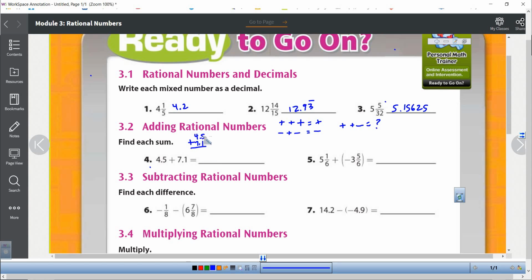And this one's not bad at all. I don't even have to carry. 5 plus 1 is 6, right? And 4 plus 7 is 11. And I simply get 11.6. All right? I get 11.6.